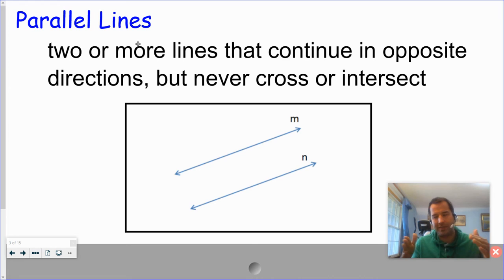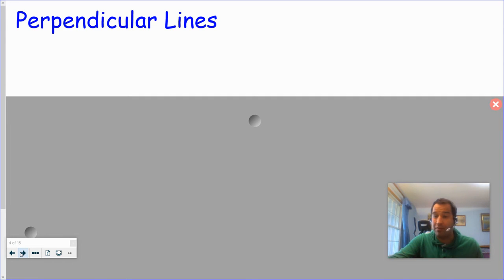Yes, there are those points where you can change them and you can guide them to a different track. But for the most part, they will always continue at a distance and never cross or intersect. Parallel lines. Got it? Pretty straightforward. Okay. Next one. How about perpendicular lines?